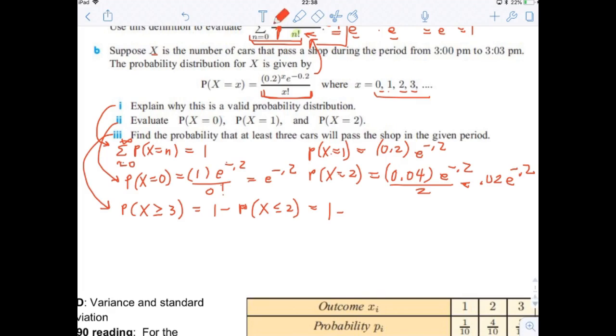All we need to do is add up all these components, these elements that we figured out: e to the negative 0.2, 0.2 times e to the negative 0.2, and 0.02 times e to the negative 0.2. So let's add up all those. It'll be 1 plus 0.2 plus 0.02, times e to the negative 0.2. So that's equal to 1 minus 1.22 e to the negative 0.2. Okay? So if you want to figure that out, you just put it in the calculator.